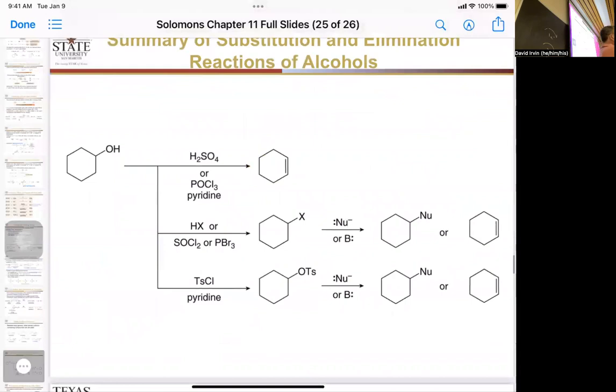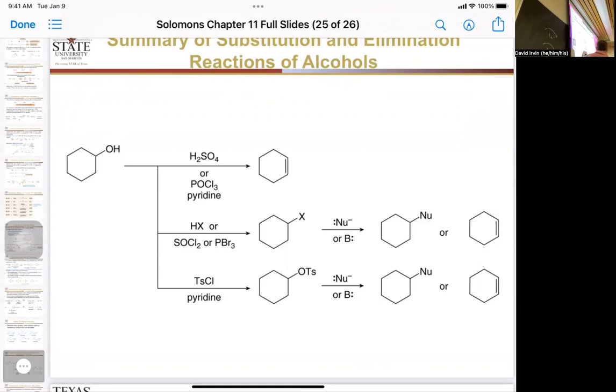So this is kind of an overview of ways to convert your alcohol. We can convert our alcohol with sulfuric acid or POCl3 to give us an alkene. Basically, we're doing an E2 reaction. We're eliminating our alcohol and a beta hydrogen and giving the alkene. Or we can convert it directly to the alkyl halide and then use it to do something else. Okay, so this is kind of looking at multi-step synthesis here. We're going to start with an alcohol, convert it to an alkyl halide, and then convert it to something else with either an SN2 reaction for the nucleophile or an E2 reaction for the alkene.